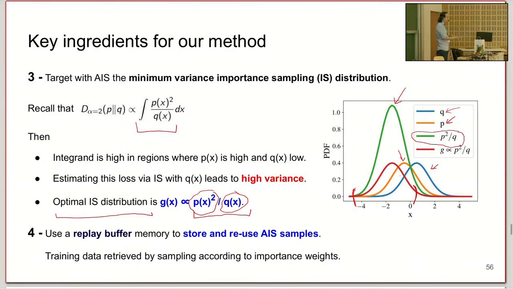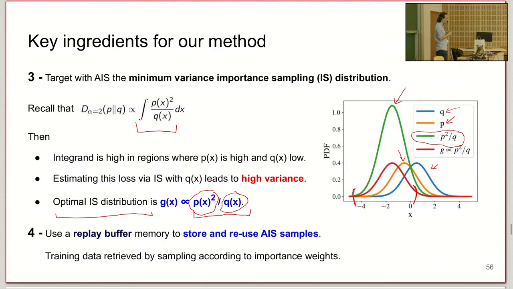So this is the method, basically. You sample from your flow. You use annealed importance sampling to transform samples from your flow into samples from the minimum variance importance sampling distribution. You evaluate the alpha divergence in that way, with those samples, and then you optimize your Q distribution to minimize that alpha divergence.